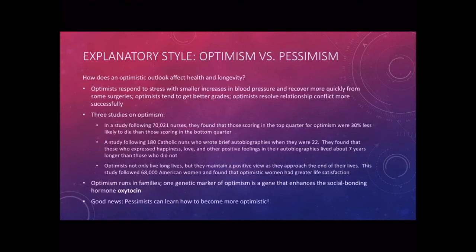But the good news is that pessimists can learn how to become more optimistic. So if you are pessimistic, don't be even more pessimistic that you can't possibly become unpessimistic, right? You can learn to become more optimistic. It just takes hard work and recognizing your thought processes before they get too toxic, essentially rerouting them.